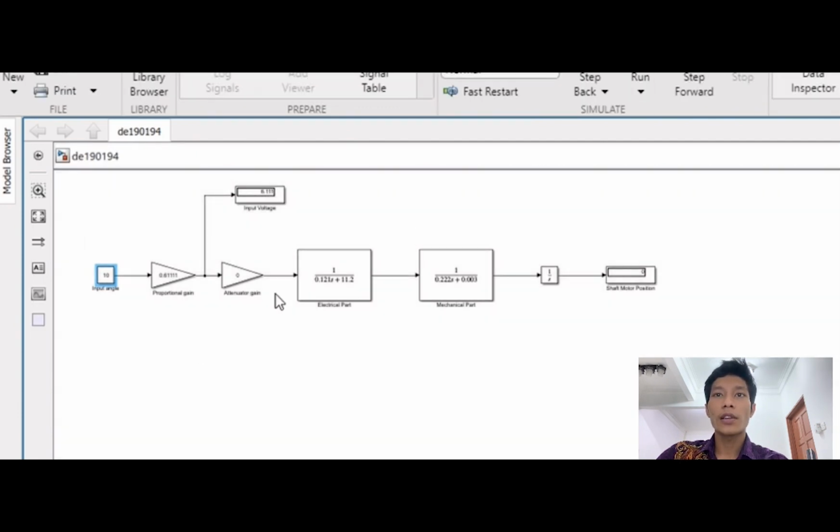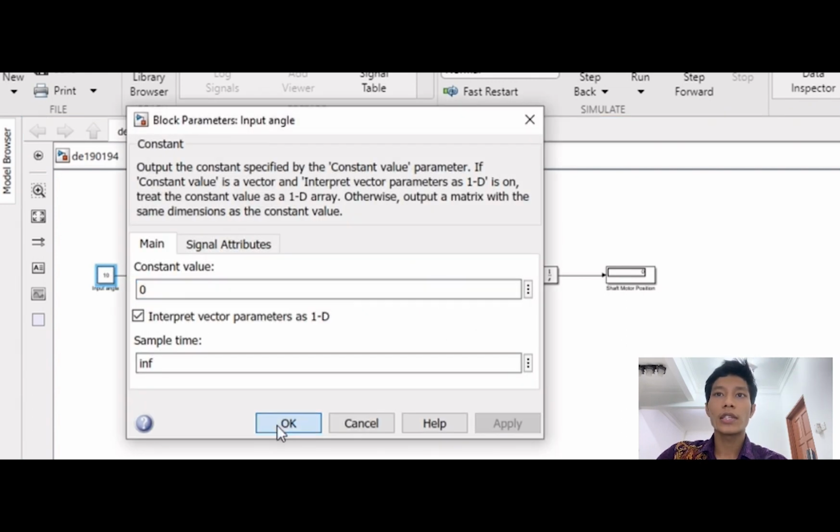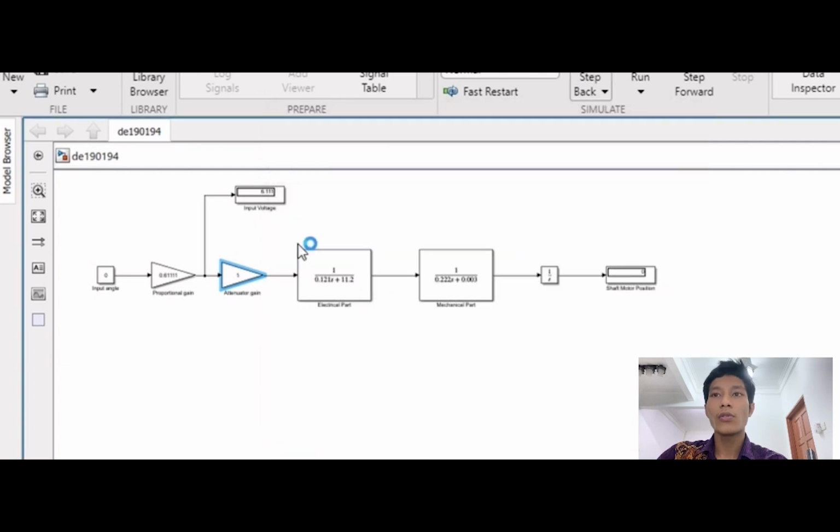Then we increase step by step the value of actuator gain from 0 till 10 and the input angle remains 0. The result for actuator gain 0 till 10 is that the input voltage remains 0 and the shaft motor position is 0. The display remains 0 because there is no input voltage. So this is the running.